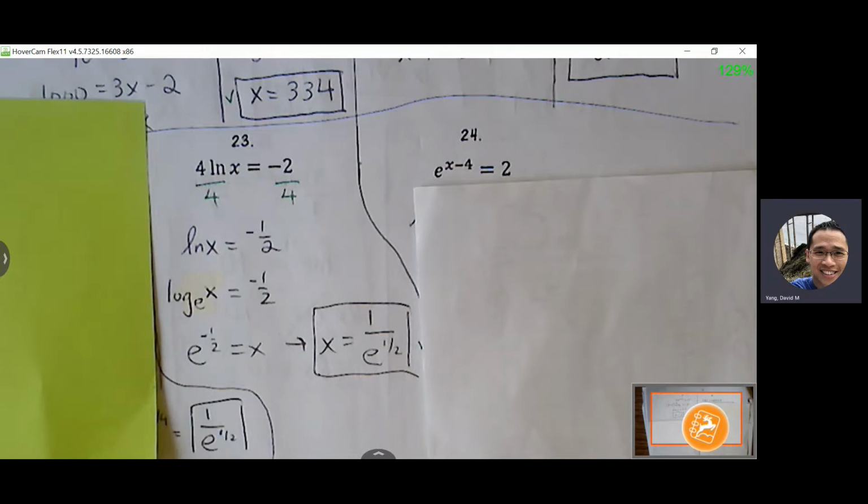All right, 24, I want to solve for x. X is stuck in the exponent. What can we do? What can I do to make it easier to work with that x minus 4? Yeah, take the natural log of both sides. Right? Log works, but if I see e, I like using natural log because I know that they're going to pair up nicely with each other.